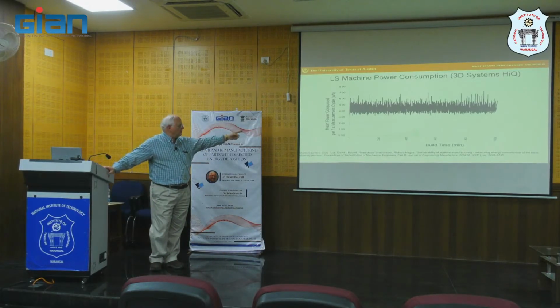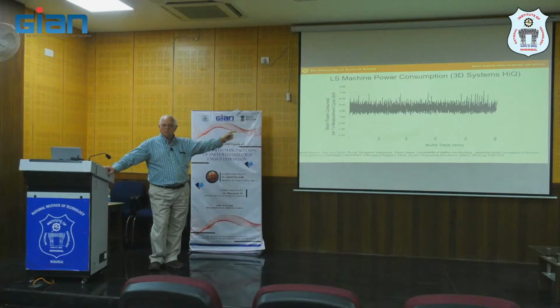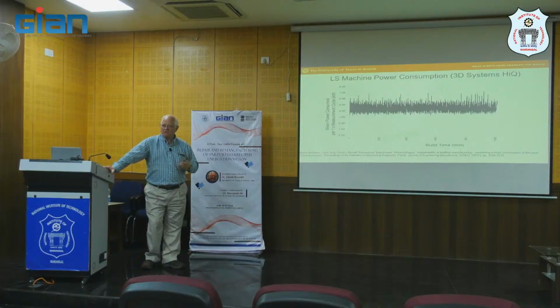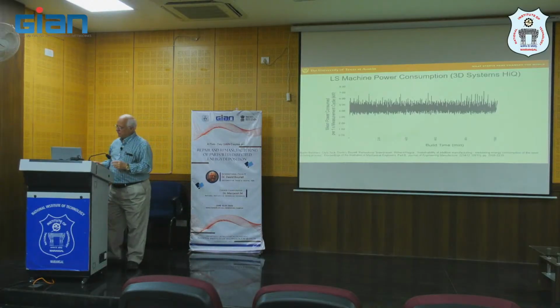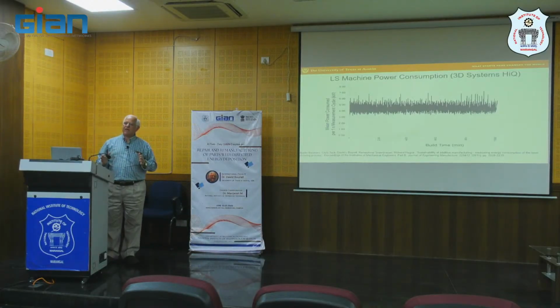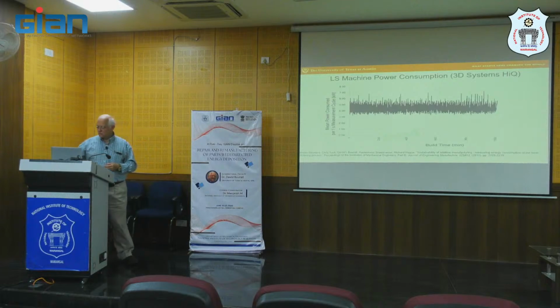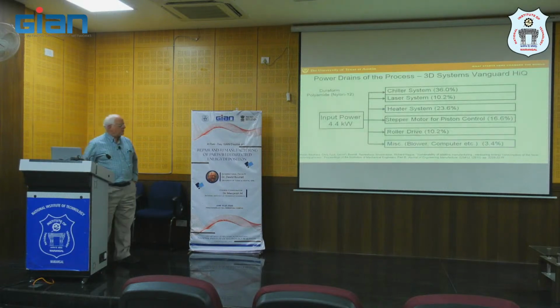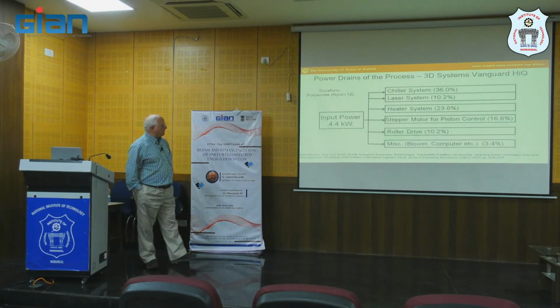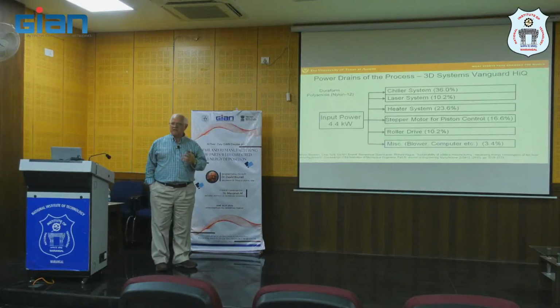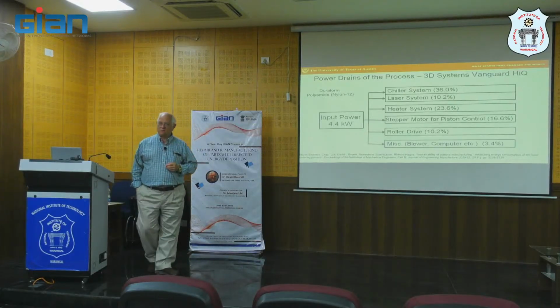So this is time in minutes. It goes up to 1,000 minutes. So this is during the build. And this is the energy that's coming through the plug to the machine. So it's the total energy consumed, about 4,500 watts. The question that we had is, where's that power going? How's it being dissipated? What is it being used for in the machine? And this is what we discovered from doing an energy analysis of the machine.